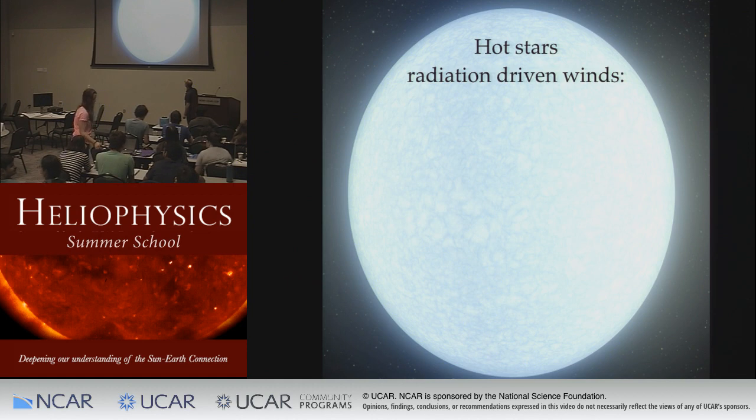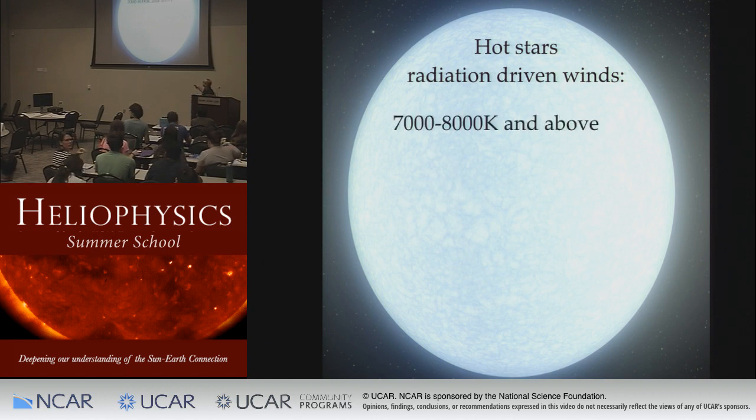Hot stars, as I mentioned, have an outer envelope dominated by radiation, okay? And they're really, really hot. The surface temperatures of hot stars range from 7 to 8 thousand Kelvin. They can extend all the way to 30 thousand at the surface, so significantly hotter than the sun. Yeah, question. This is an animation. It's not a real star, just one that looked like a hot star.